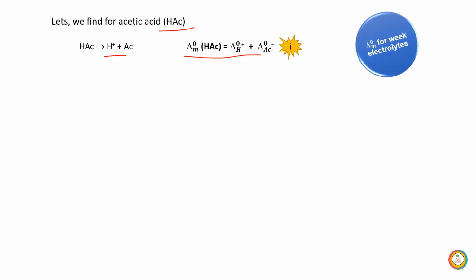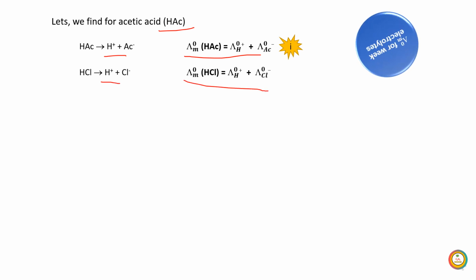As in the formula you see, acetic acid generates H+ ion and acetate ion. So we take a strong electrolyte that can generate H+ ion. For this one we take HCl. HCl is a strong electrolyte that also generates H+ ion. So for HCl the Kohlrausch equation is λM0 for HCl equals λH+0 plus λCl-0. Let this be our second equation.